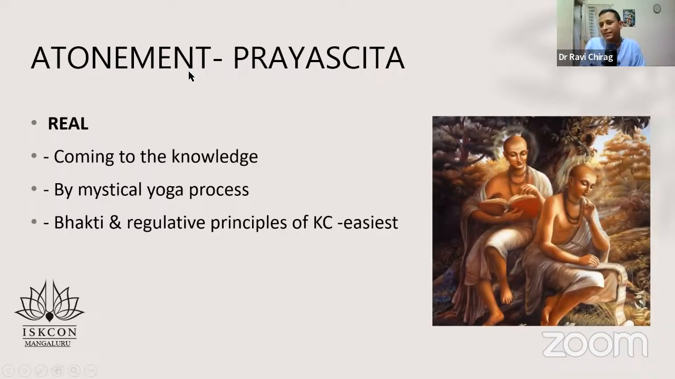So for real atonement, real prayashchit, 3 processes are being given. Coming to knowledge, jnana yoga. By mystical yoga process, dhyana yoga. Bhakti and regulative principles of Krishna consciousness, bhakti yoga. 3 processes are there. And Srila Rupa Goswami is giving the instructions to follow bhakti yoga, the regulative principles for Krishna consciousness. And that is the easiest method.